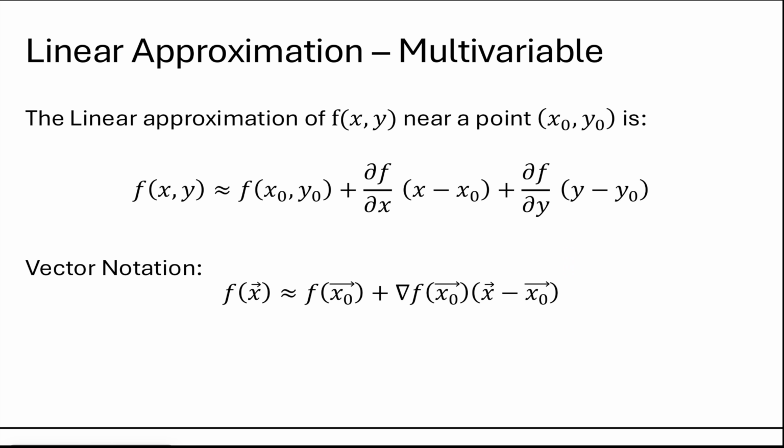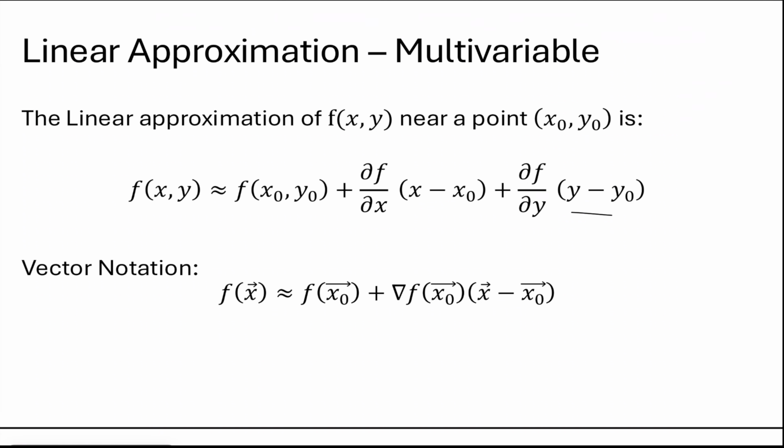Now, what we need to know is linear approximation for multivariable functions. So if we have a function with two variables x and y near some point x0, y0, then to linearly approximate that, we sub in our point into the function, then we partially differentiate that function with respect to x, and we partially differentiate that function with respect to y, and then we do x minus this value, and over here we are doing y minus this value, and that would give us our linear approximation.